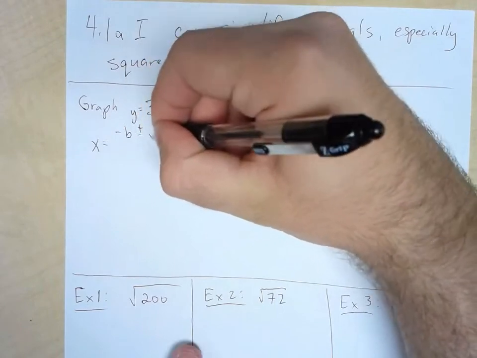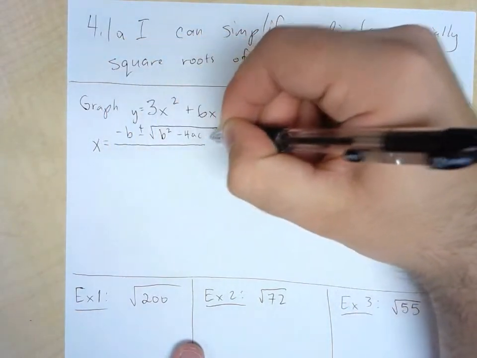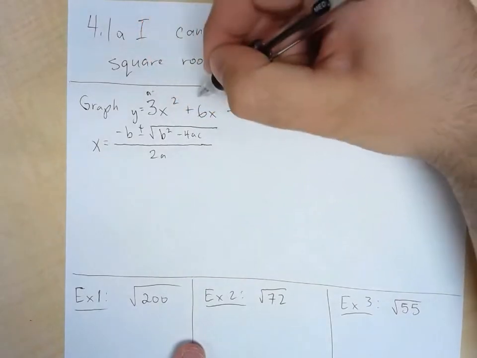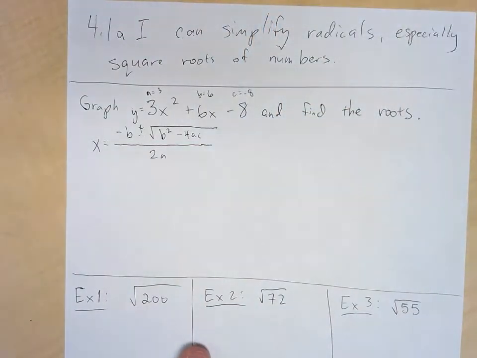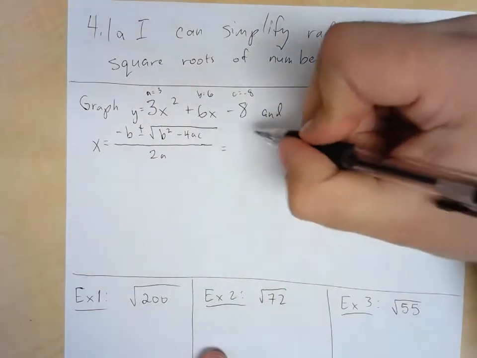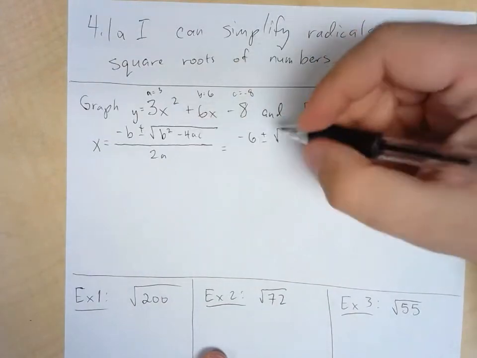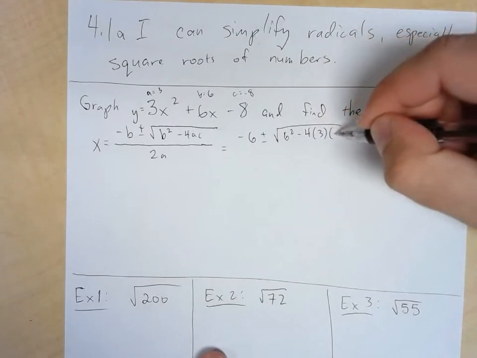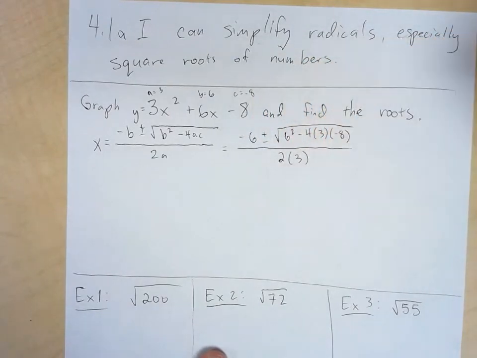X equals negative b plus or minus the square root of b squared minus 4ac all divided by 2a, and then we know we've got our a, our b, and our c: a is 3, b is 6, and c is negative 8. So we're going to substitute in, and we're going to do this process just like we always have. So we get negative 6 plus or minus the square root of 6 squared minus 4 times 3 times negative 8, all divided by 2 times 3.